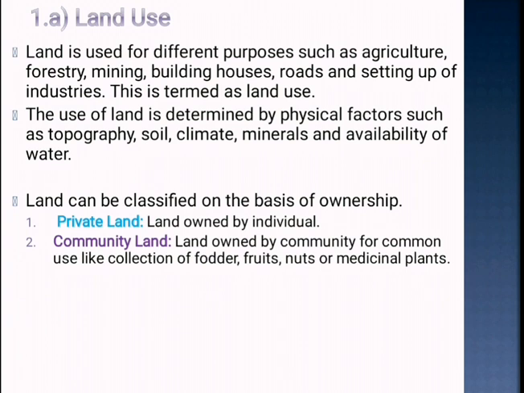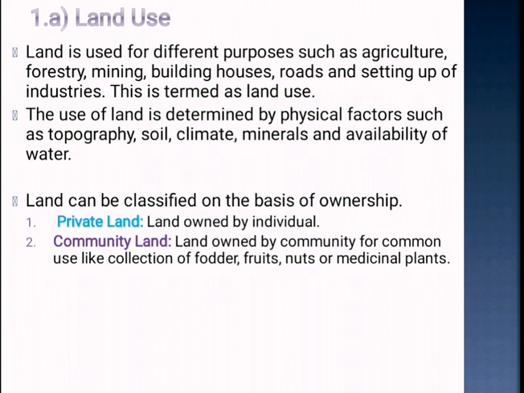The next thing we need to discuss is the classification of land on the basis of its ownership. On the basis of ownership, we can classify the land into two: private land and community land. From the name itself, we can identify that private land means the land owned by an individual. The land owned by one single private individual is called private land.